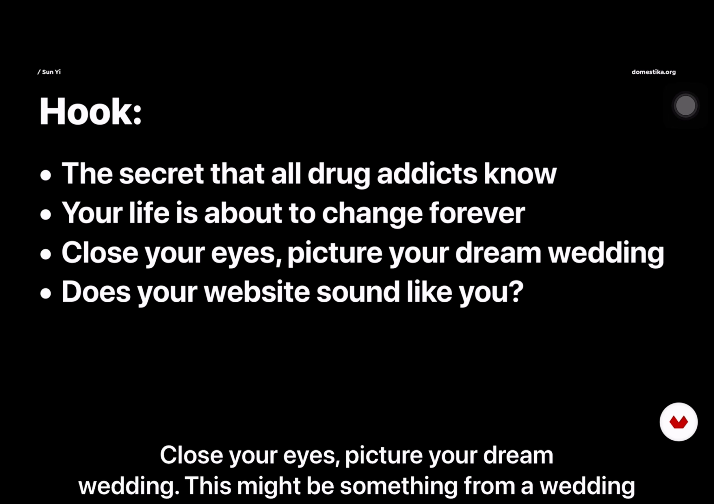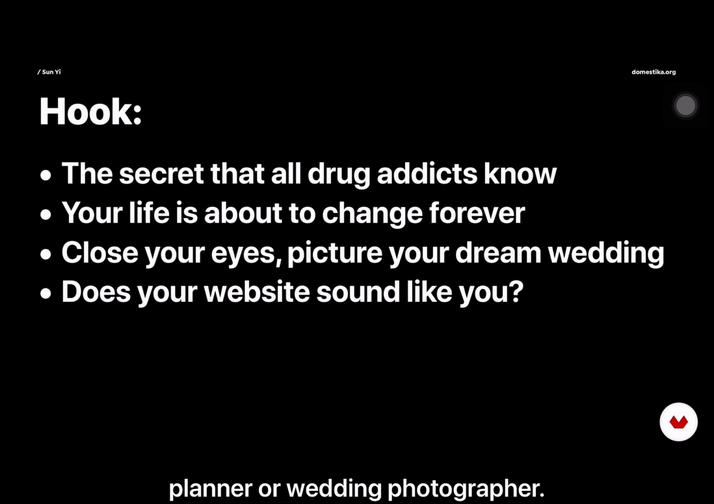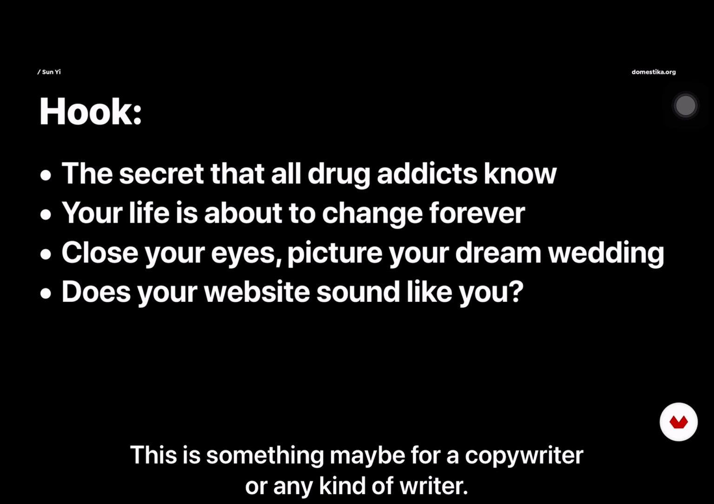Close your eyes, picture your dream wedding. This might be something from a wedding planner or wedding photographer. It really plays into the audience's desire. It makes them want to be in that world. Does your website sound like you? This is something maybe for a copywriter or any kind of writer.